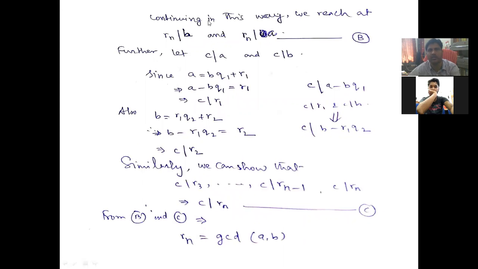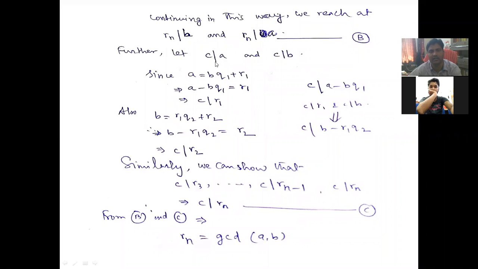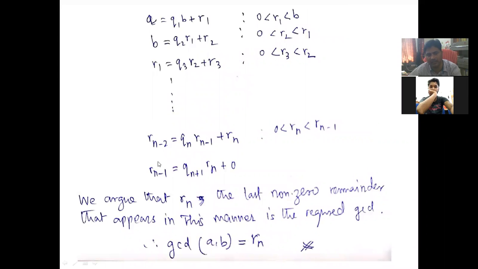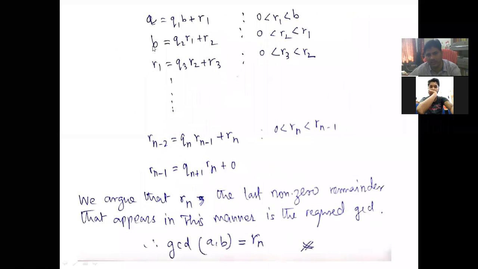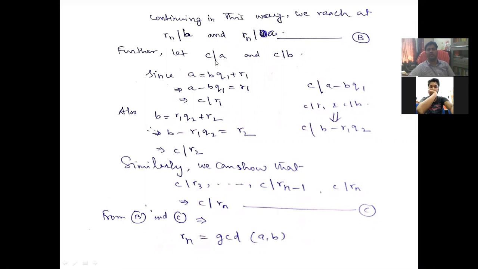And similarly, continuing in this way, we reach Rn divides B and Rn divides A. Rn divides each and every number. Look at A, B in this list here. Rn divides all of these: Rn minus 1, Rn minus 2, R1, B, A. Now, to call Rn the GCD, suppose C divides A and C divides B. Here you see, Rn divides B and Rn divides A.